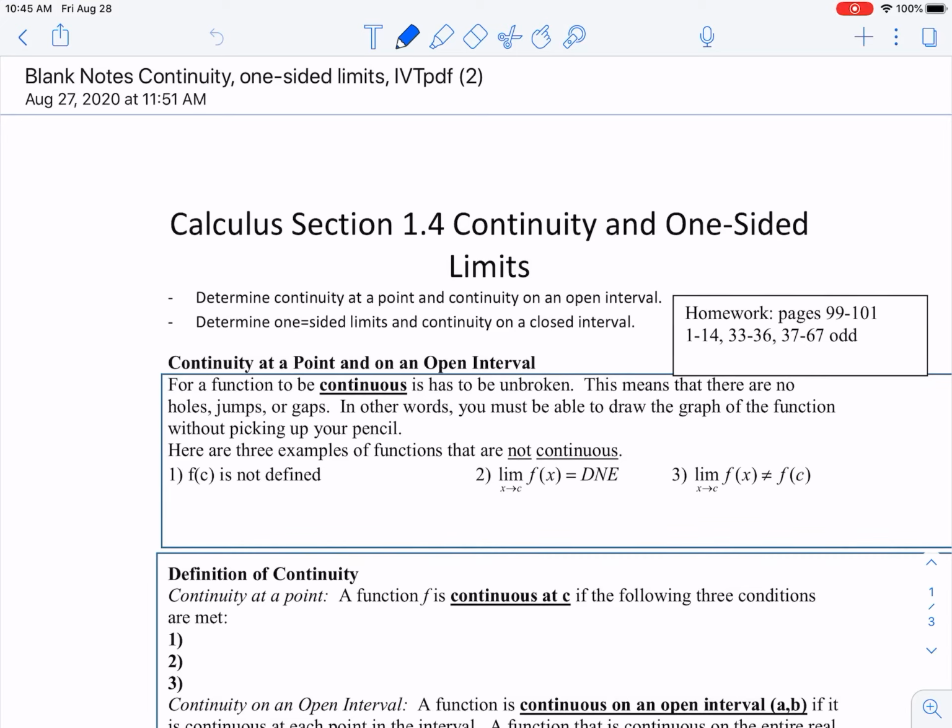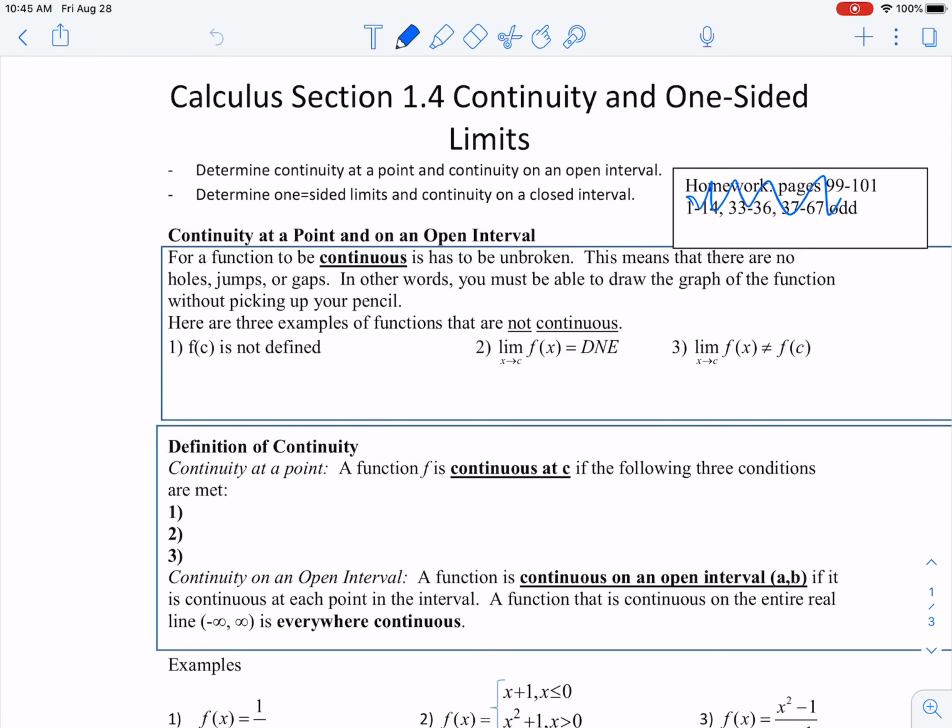Okay, today we're talking about continuity and one-sided limits. Right here in the middle, this homework, we can cross that out.